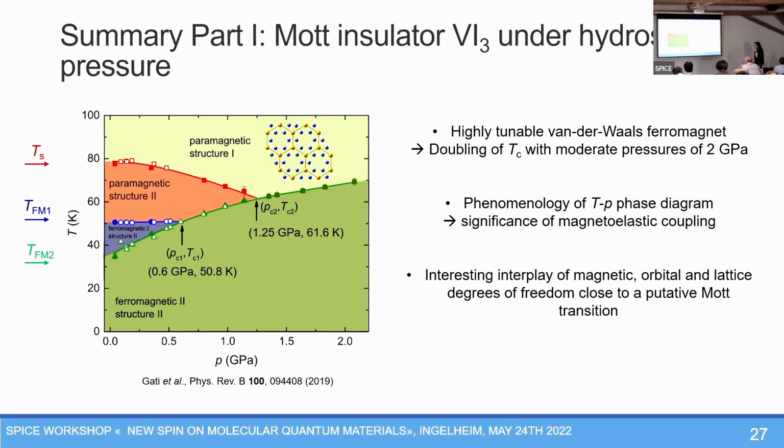Okay, so let me quickly summarize what we found in this compound. First of all, we identified a highly tunable van der Waals ferromagnet in which we were able to double the ferromagnetic transition temperatures with moderate pressures of around 2 GPa. Again, the phase diagram already suggests that magnetoelastic coupling is very important. And this might be a compound which has a very interesting interplay of magnetic, orbital and lattice degrees of freedom close to a Mott transition.